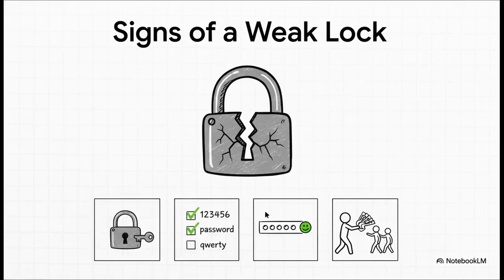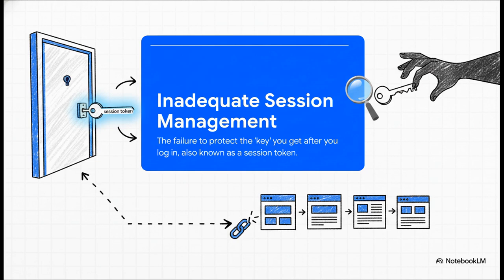So what are the warning signs of a weak lock? Well, if a service lets you use a super short password, or if it allows something obvious like password 123, or if it doesn't check against a huge list of known stolen passwords, it's basically just handing out flimsy, useless locks to every single one of its users. But it's not just about the password.